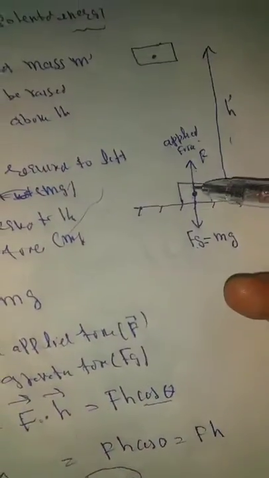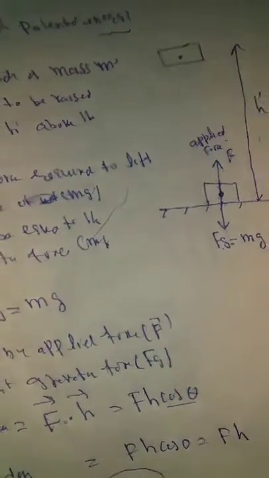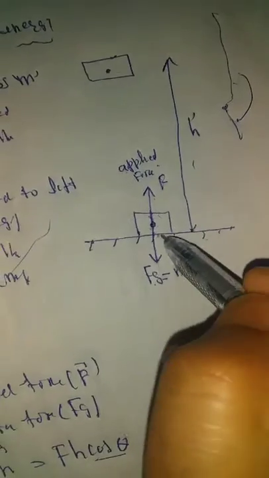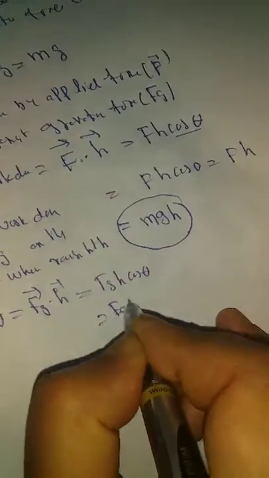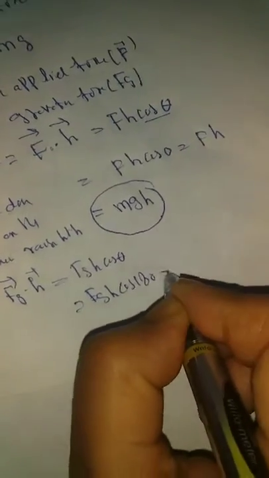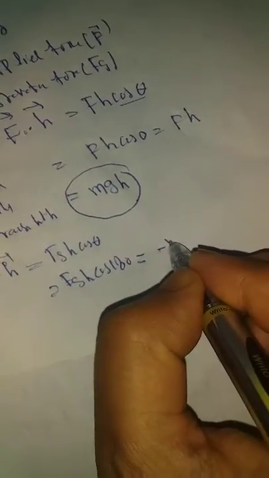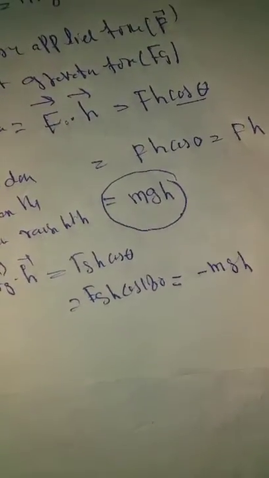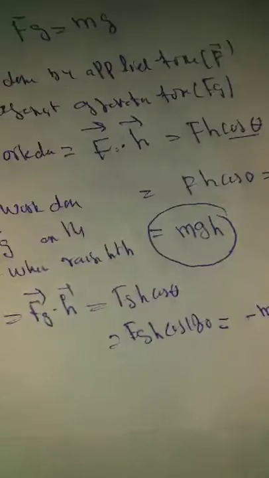But here, this is the gravitational force, and the height is above the surface. The angle between them is 180 degrees, because the gravitational force acts in the downward direction but the height is in the upward direction. That means Fg h cos 180, cos 180 is minus 1, and Fg is equal to mass into g, the acceleration due to gravity. That means minus mgh. This is the work done by the gravitational force when it is raised to a certain height. This is called gravitational potential energy.